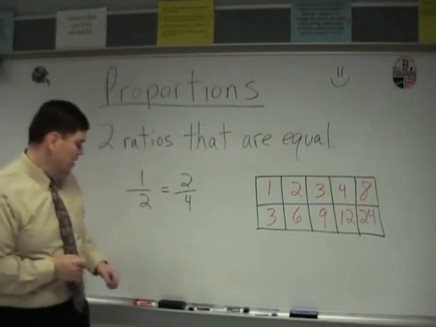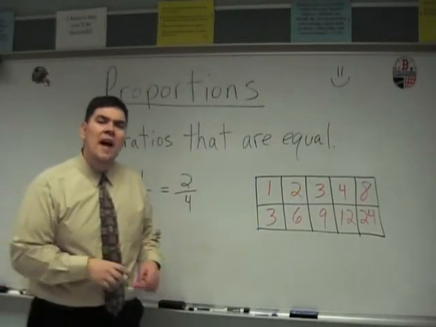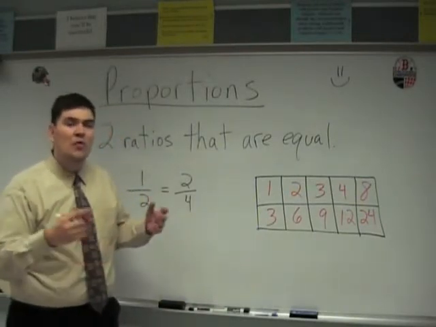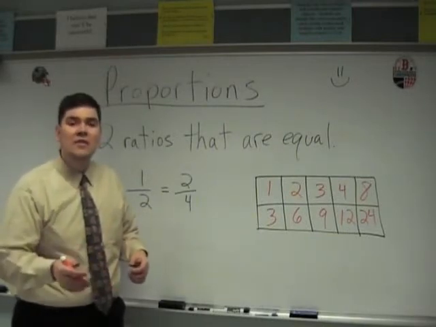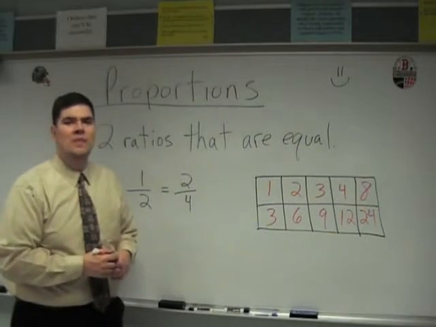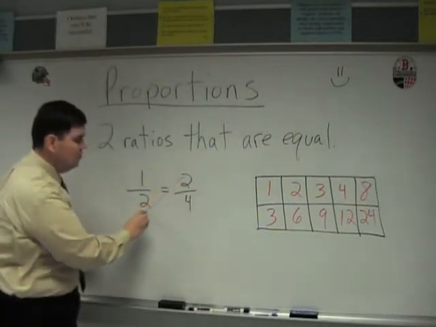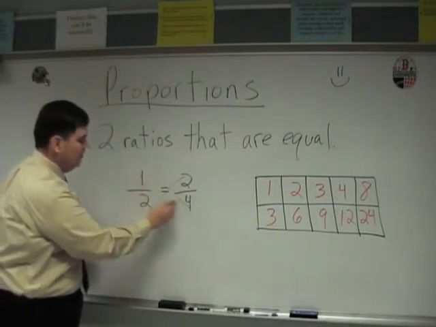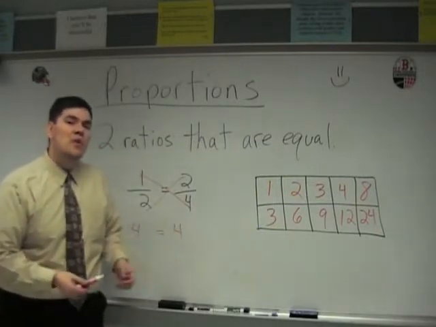We also know that when we're dealing with a proportion, the cross products have to be equal. What's a cross product? A cross product is when we cross multiply. Product is just a fancy term for the answer to a multiplication problem. So, 2 times 2 is 4. That has to equal 1 times 4, right there, and that's 4. Since they're equal, they are proportional.